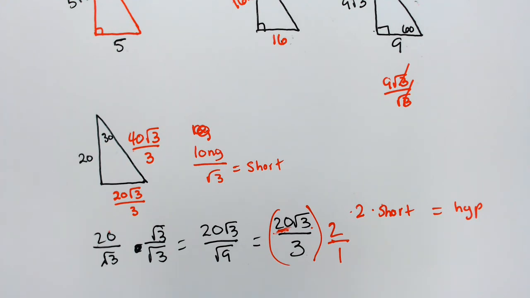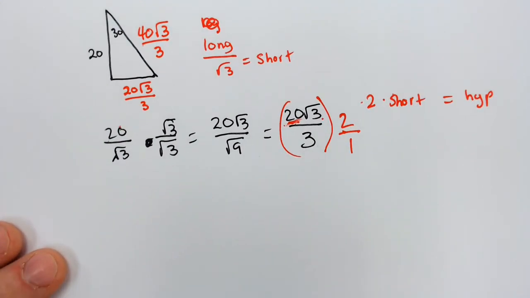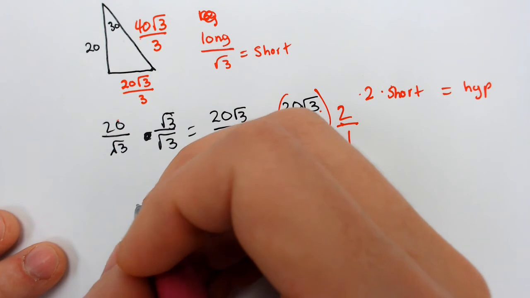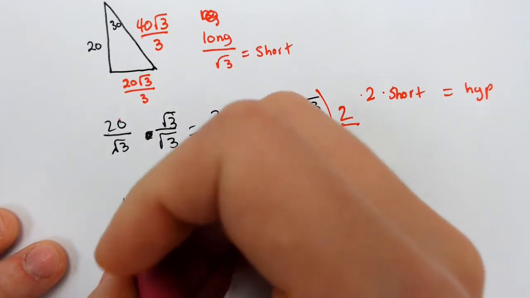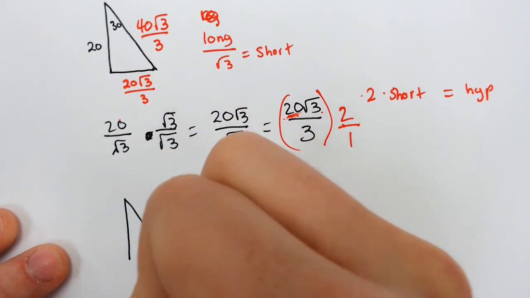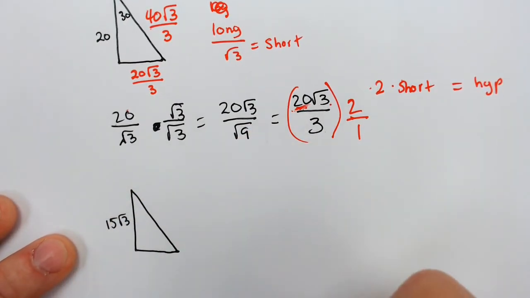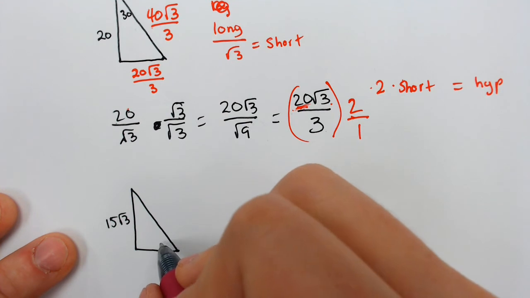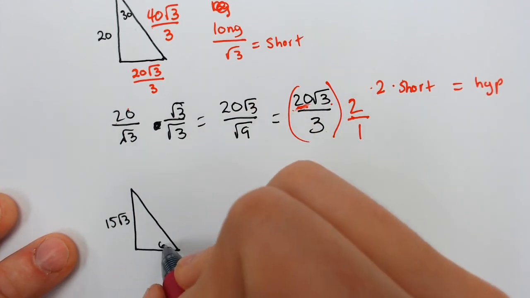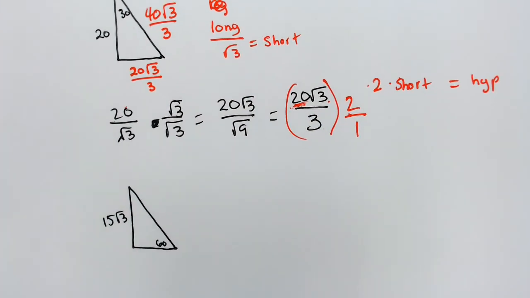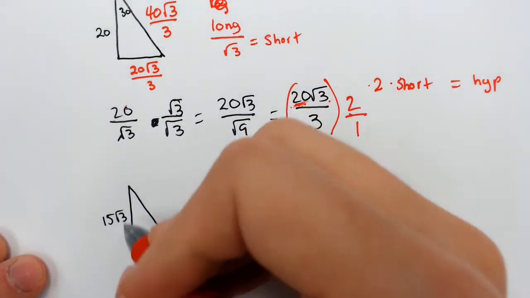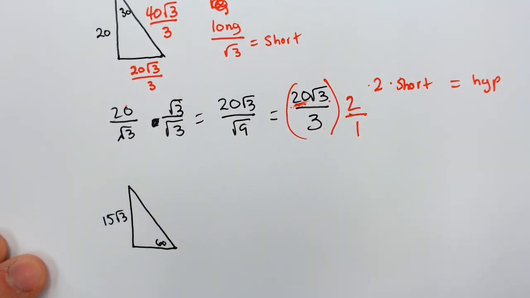Let's try another one. Let's say that we have here a 15 square root of 3, and that is across from the 60. So again, we have the long side. Again, when we have the long side, it's the hardest one. That's why I'm doing these the most.